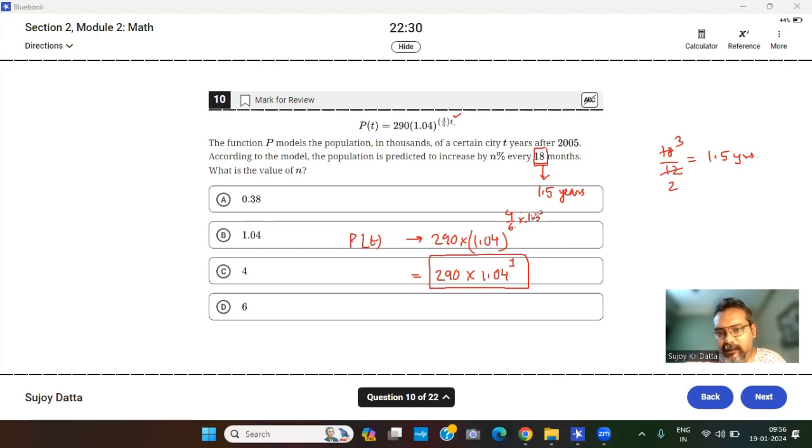Clearly, 290 is the initial value, which is getting multiplied with 1.04, which means it has become 104%. That implies there is a 4% increase. So the question is, increase by n%, what is n? So n is 4%. So that is option C. The calculation here, I'll just show you: 4 over 6 times 1.5. If you want to check that, 4 times 1.5 is 6, 6 over 6 is 1. And that's how we got this one here. So the answer is option C.